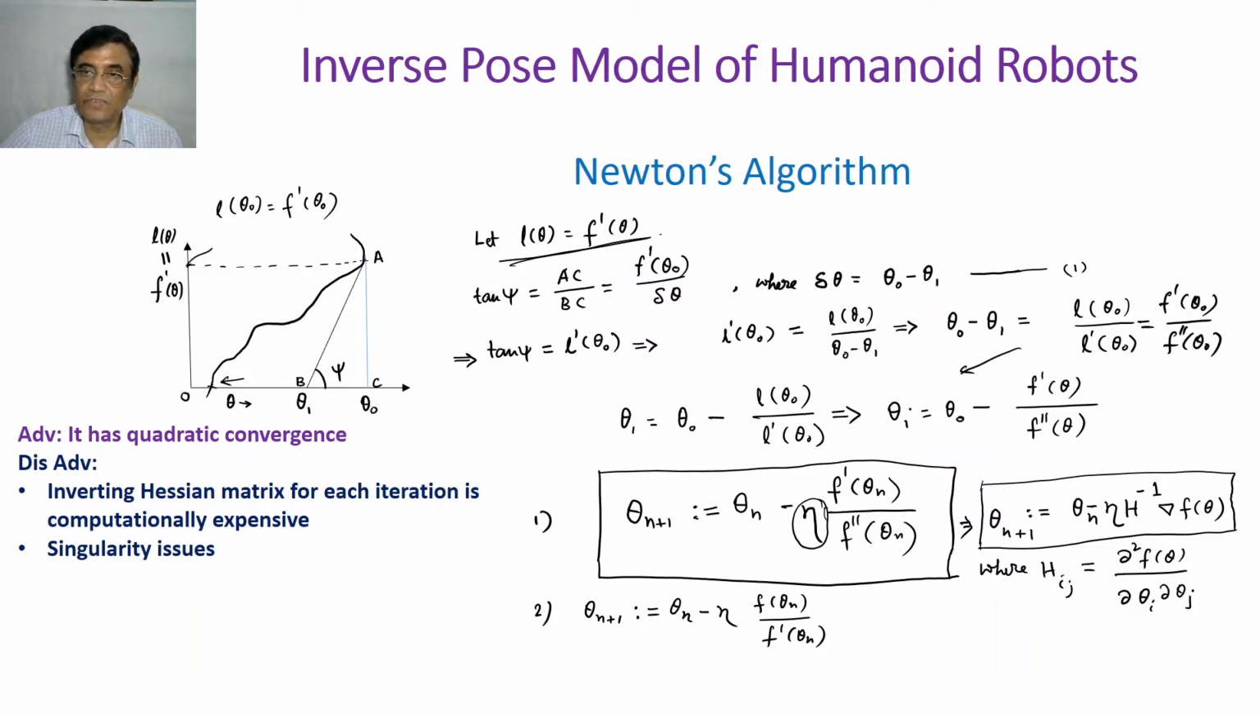And in doing so we are getting, you see, it's very simple, right? So I am writing this in general form like this. The theta increment in n plus 1 will be the earlier theta n minus the first derivative at that particular point theta n divided by the second derivative of that function at theta n, and we are multiplying it by a factor eta.